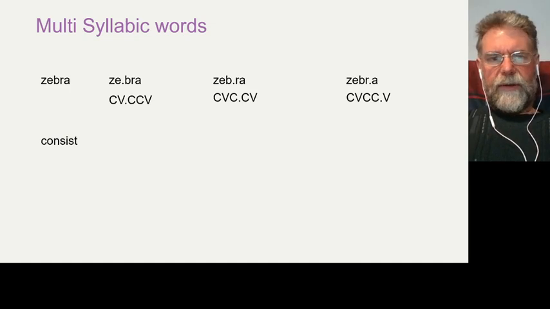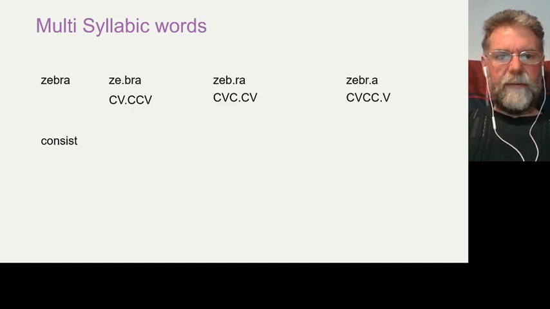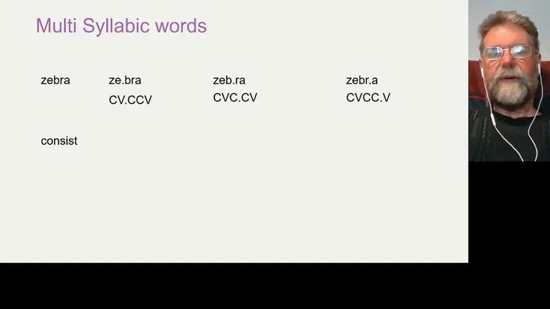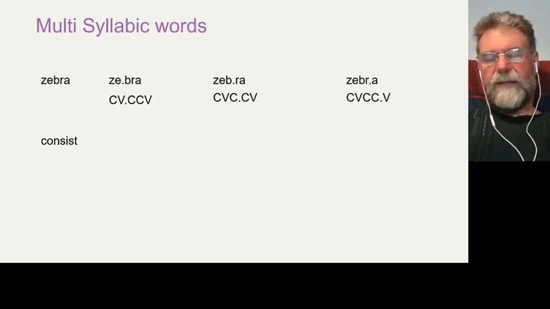Well, if we look at it, the first case has a CV syllable followed by a CCV one. The second one has a CVC syllable followed by a CV one, and the third one has a CVCC followed by a V syllable. All of those are possible. All of them are possible syllables. So which one is the right one?